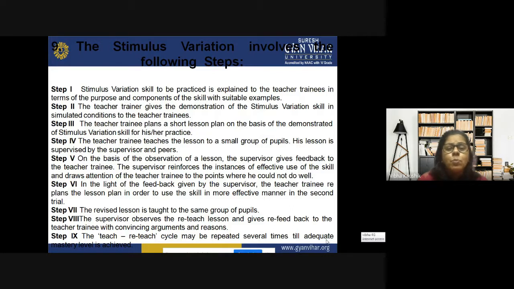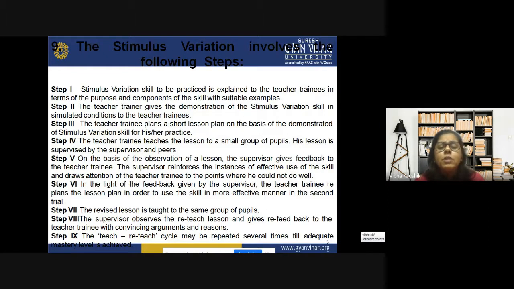His lesson is supervised by the supervisors and peers, and how he has demonstrated the stimulus variation skill will be supervised by the supervisor, the teacher, and the peer group members. Step fifth: on the basis of the observation of the lesson, means when that is demonstrated, the other individuals, supervisor and peer group members, are just observing what he is doing. The supervisor gives feedback to the teacher trainee. He will receive the feedback on the basis of his performance.